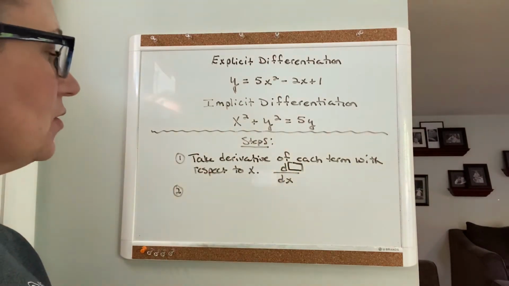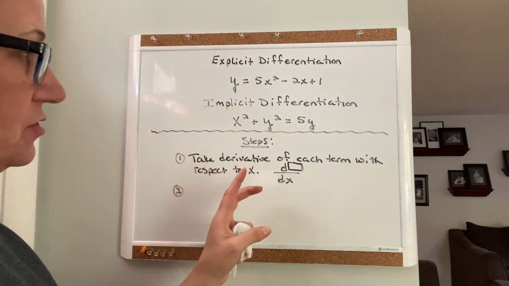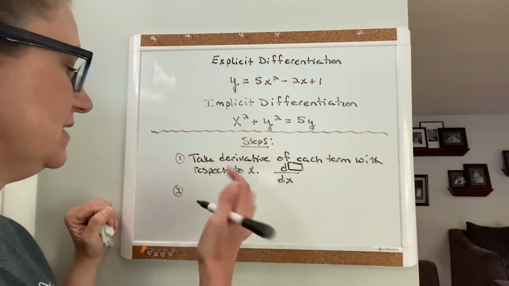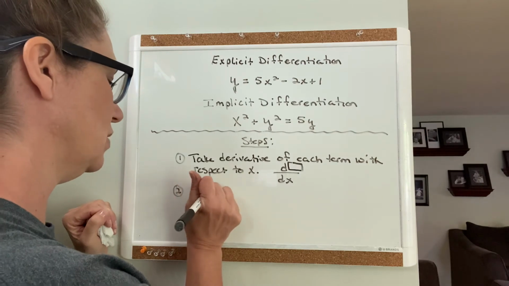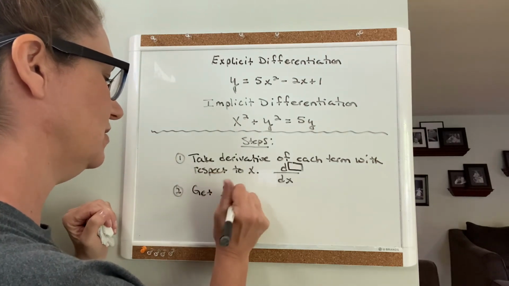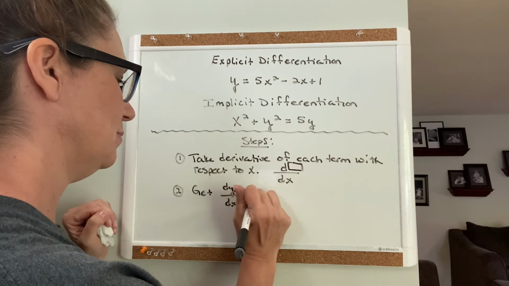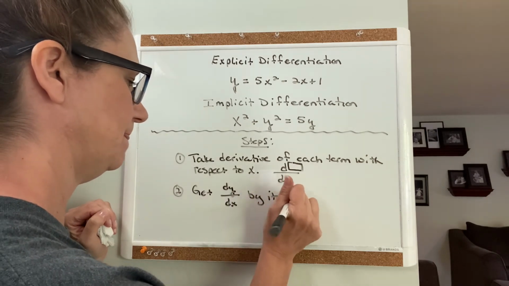All right, so the second step, after you do this for each term, is to get dy/dx all by itself on one side. Get dy/dx by itself on one side.